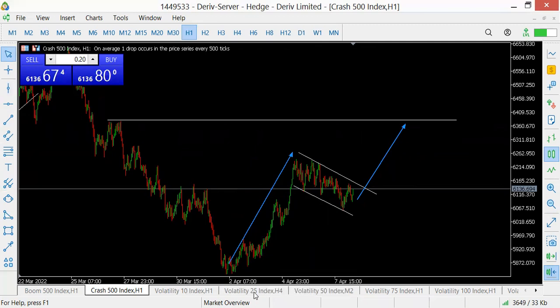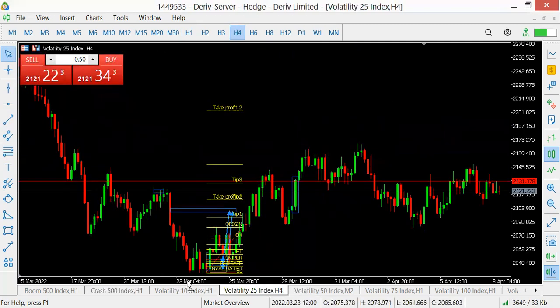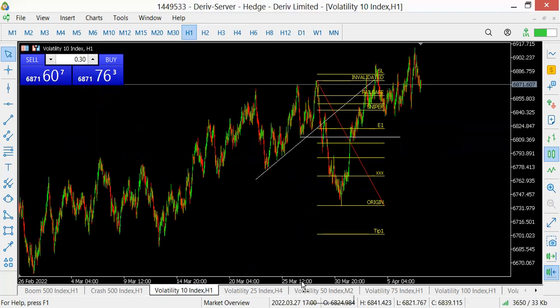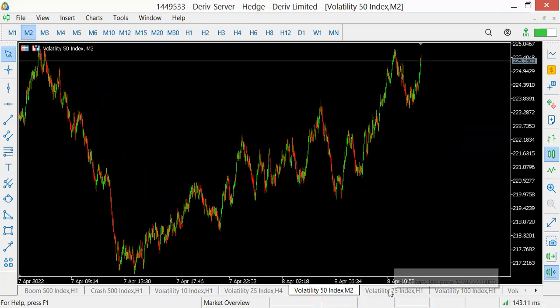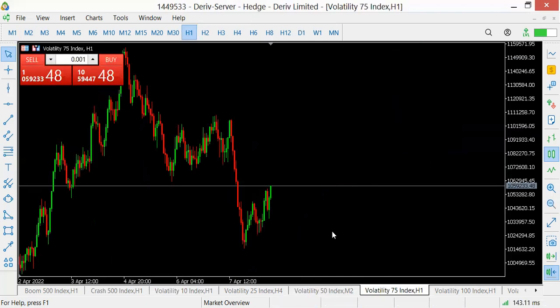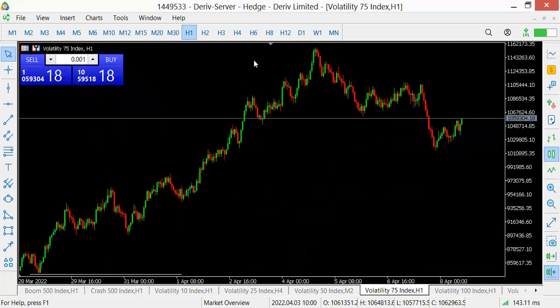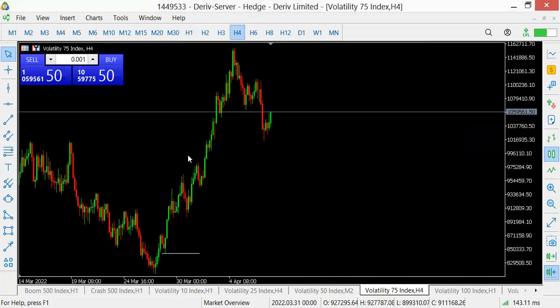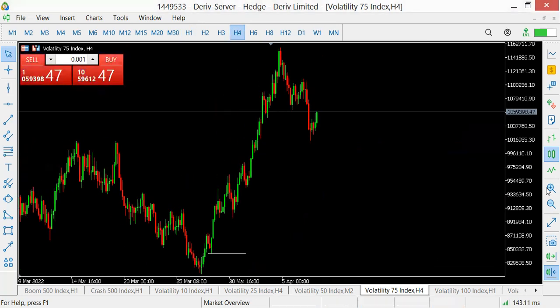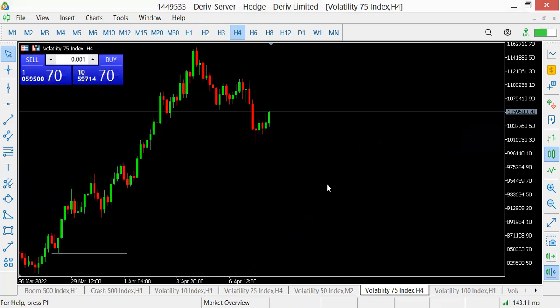and buy to the upper resistance zone. Okay, guys, let's look at other commodities that we got today. Let's look at VIX75, because VIX75 is a commodity that many traders fear. In fact, in the synthetic indices market, people see VIX75 as the monster commodity.